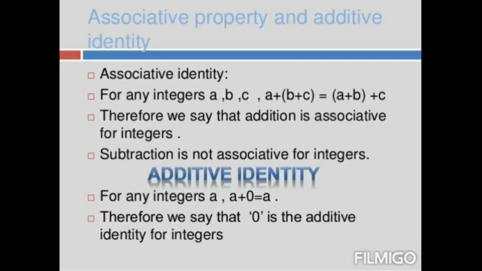Right? The last property is additive identity. For any integer a, a plus 0 is equal to a. If we add 0 with any integer, the answer will be the same integer value. Therefore, 0 is an additive identity for integers.